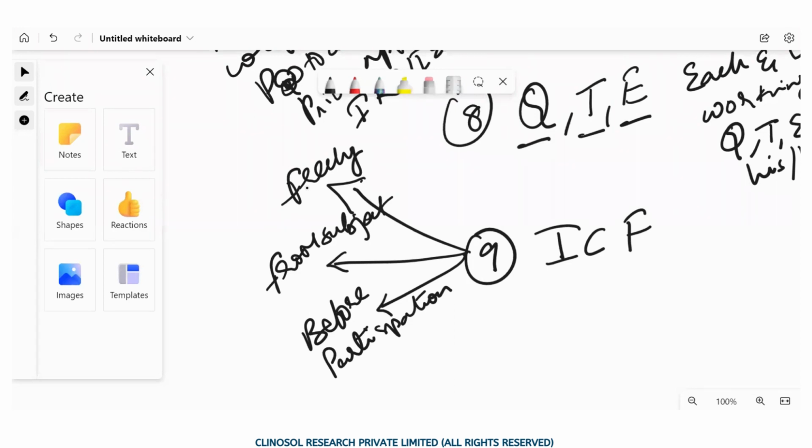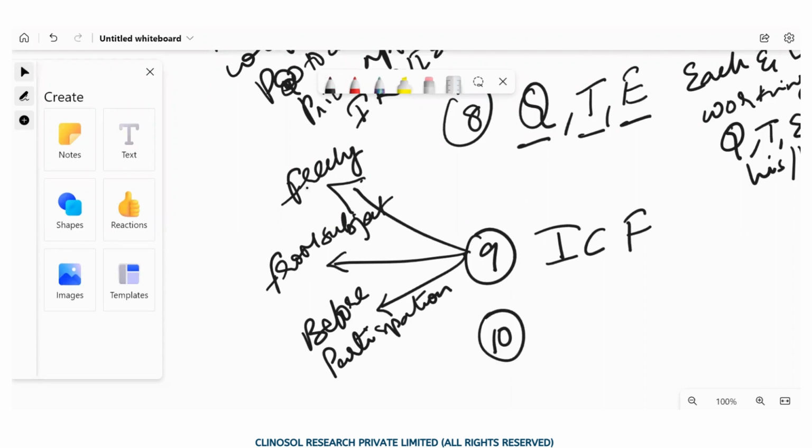There should never be force, and you cannot go and say, okay, I will not take an informed consent from the subject, or say, first you participate in the clinical trial, later on I'll give you the informed consent form. It should be the first document to be signed by the subject.